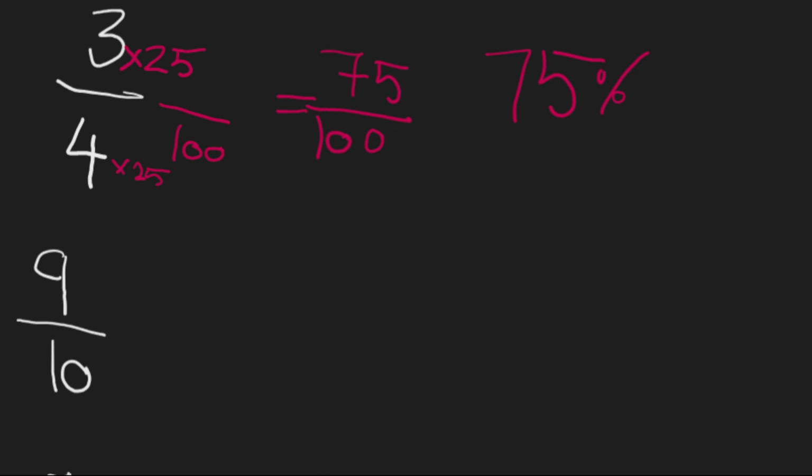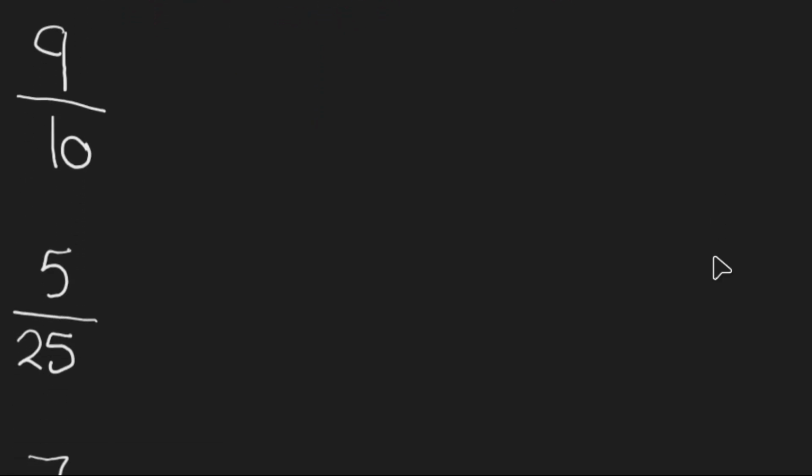Did you get it? Now, let's look at another example. 9/10. This is a nice one. So we need the denominator to be 100. What I will do is multiply 10 by 10 to make it 100, and then I multiply 9 by 10. So it's going to be 9 times 10, which is 90, and 10 times 10 is 100. So we convert it to percent. It's just 90%.